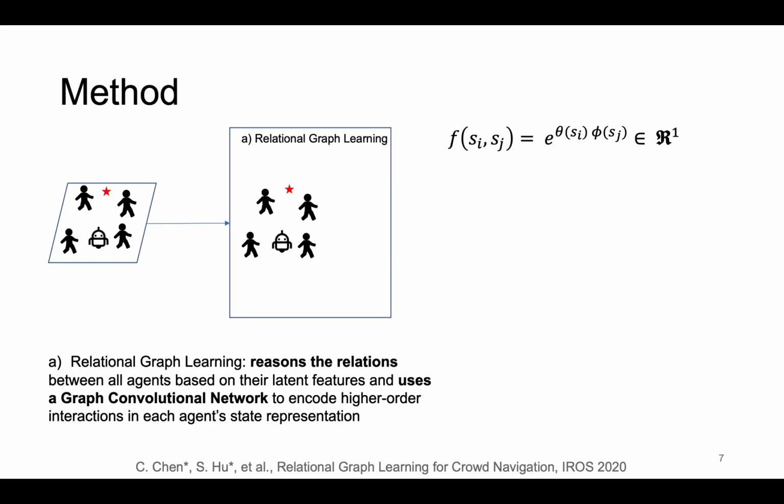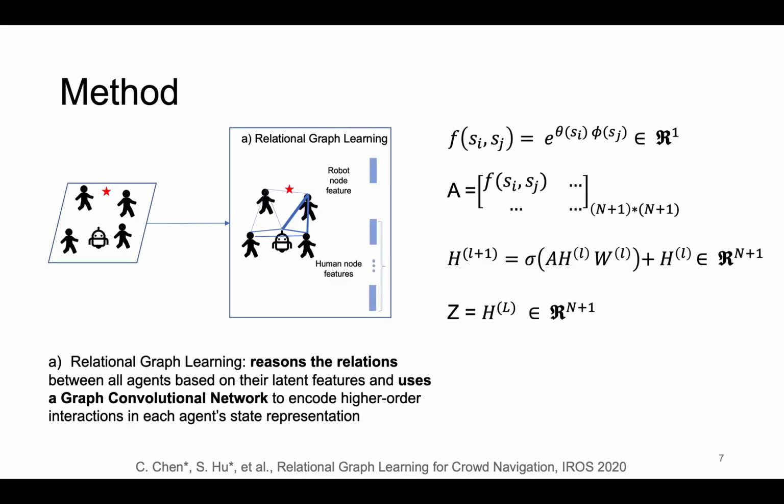If we repeat this for all agents, we obtain a relation matrix of size n plus 1 by n plus 1, which represents pairwise relation embeddings among all agents. A relation matrix is illustrated in this figure, where the thickness of lines indicates the strength of pairwise interactions. After this, a graph convolutional network propagates information from node to node and computes state representations for all agents with the learned relation matrix. Hence, the state representations learned by our method can encode high-order interactions.